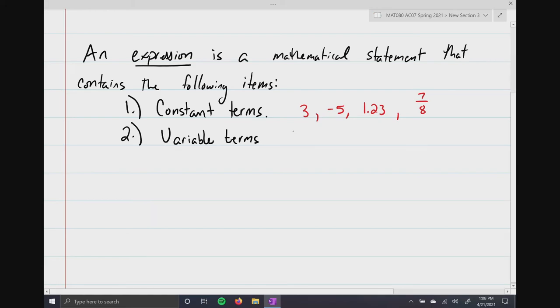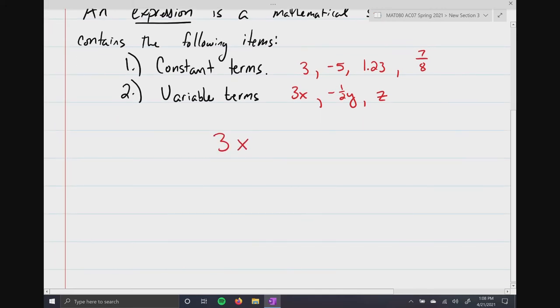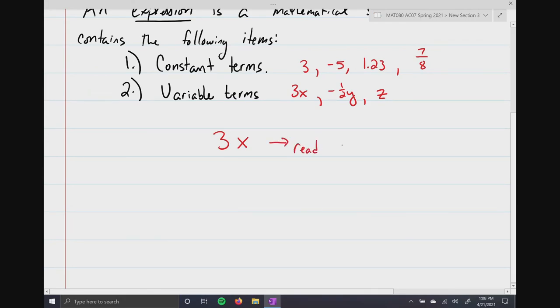Variable terms are like 3x, negative 1 half y, even just the variable itself, z. Okay, these are all variable terms. Now, variable terms can be broken down even further. So we're going to take 3x, for example. First things first, this is 3 times x. Whenever you see a number and a variable smack up against each other, the implied math operation is multiplication, okay? Now, the 3 has a special name. That is called a coefficient, all right? That is different from a constant. A constant is a number by itself. A coefficient is the number that is being multiplied to the variable.